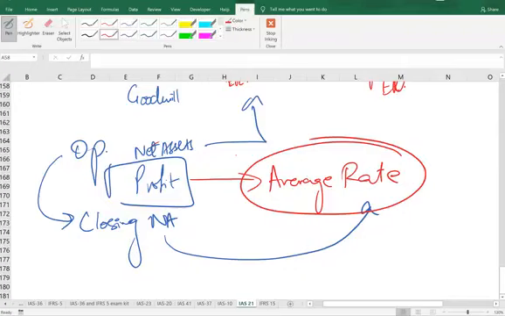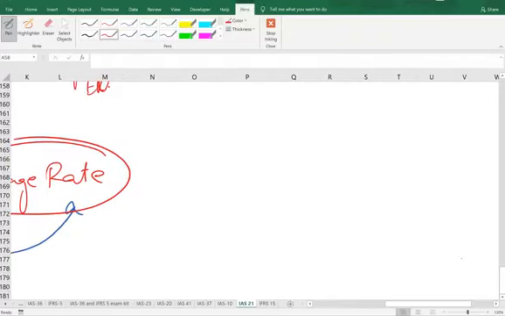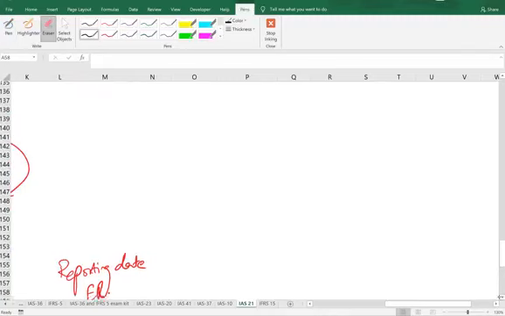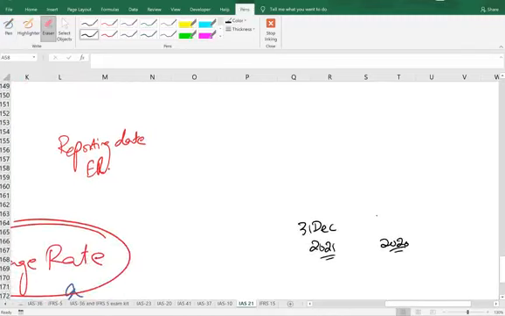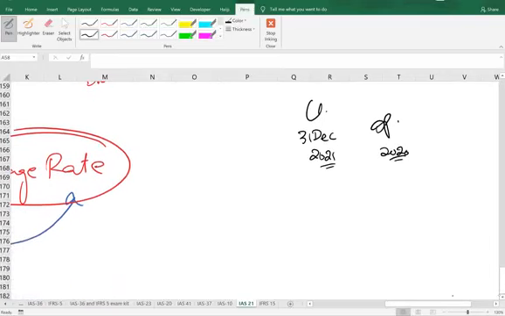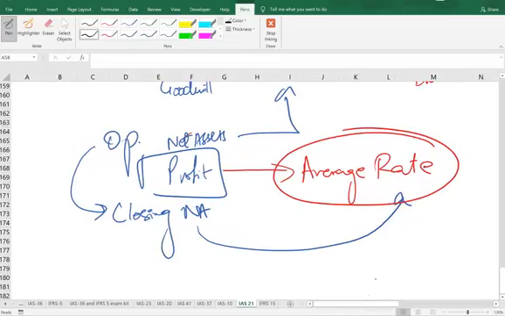So let's say your reporting date is 31st December. So 2021 would be the current year and 2020 would be the last year. So your SOFP items will be translated at the opening and at the closing, whereas the P&L items will be translated at the transaction date exchange rate.